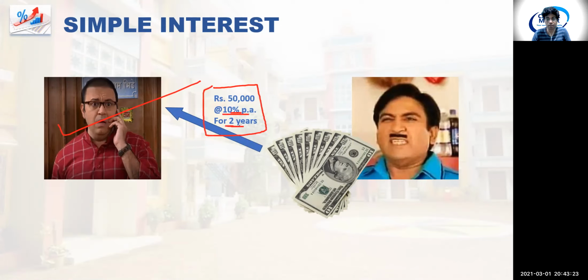Now let's try to understand the terminology over here. First of all, the 50,000, whatever the amount that this guy is going to lend, this amount is called principal. Also that 10% per annum, this is called the rate of interest, and this 2 years is the time period.